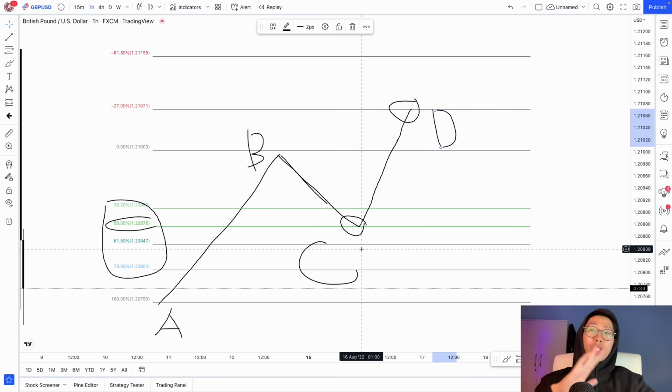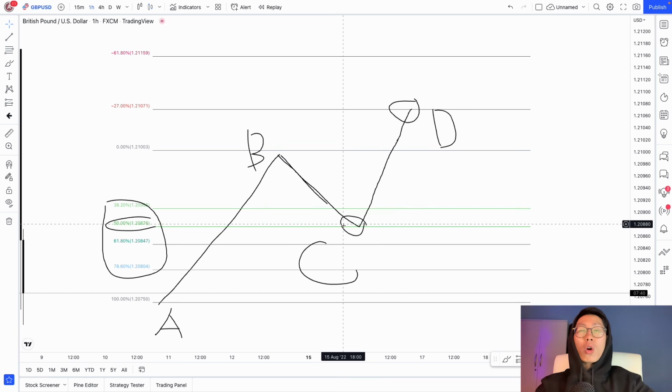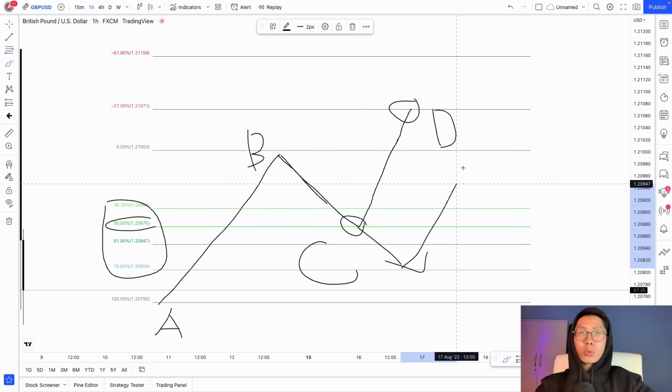Now, the most common question I get is, how do you know that price is done retracing right here? Because price can easily go down even further before it starts retracing.